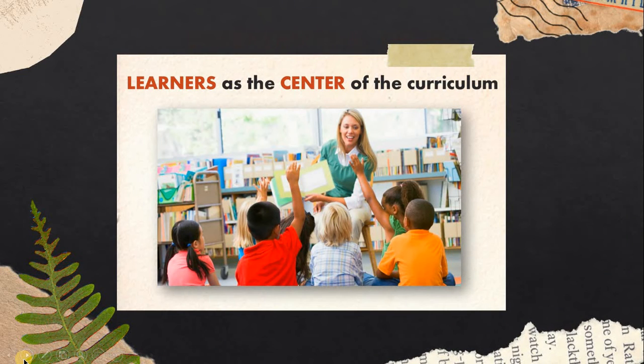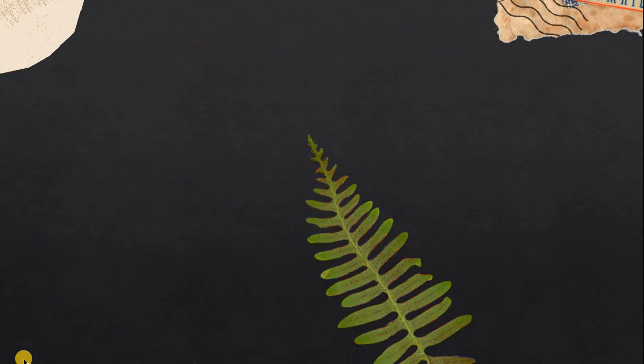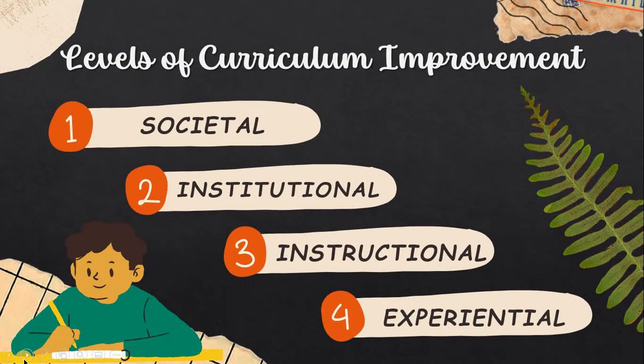Our goal here in the levels of curriculum is from the society to reach the learner. Because in the 21st century education, we are putting the learners as the center of the curriculum since we are making the curriculum or the education for them. So, from the definition mentioned a while ago, we have these four different levels of curriculum. We have the societal, institutional, instructional, and experiential level.